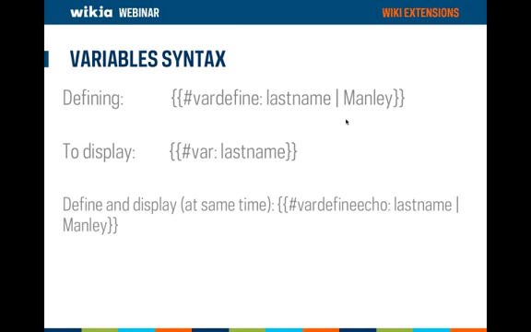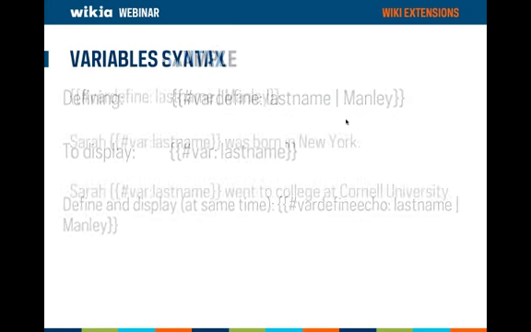The third option shown here allows you to both define and show the last name at the same time. So rather than needing to have extra lines of wiki text that don't display, you can do it all at once. Later on the page, you can still use var last name to display the text. This also works if you want to change the variable halfway through the page.